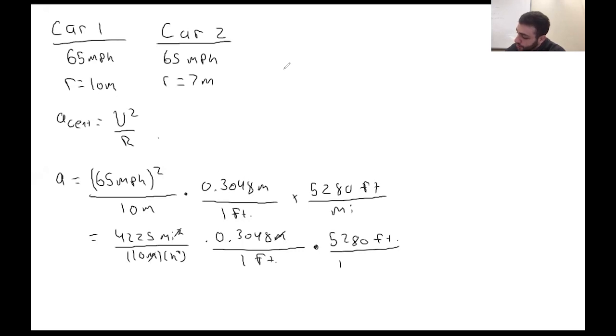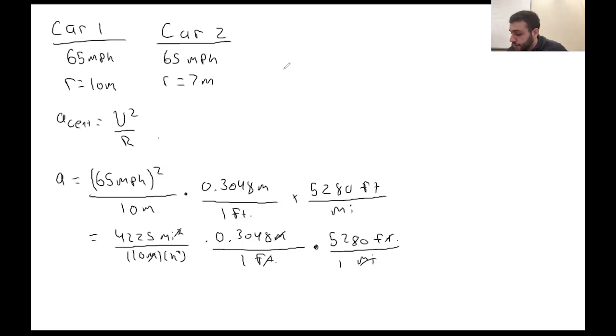Oops, that should not be. That is in miles. All right, so those miles cancel out, these feet cancel out. So what are we left with? We're left with these hours squared, and then we're left with the original miles. So if we plug that into our calculator, we have 4,225.